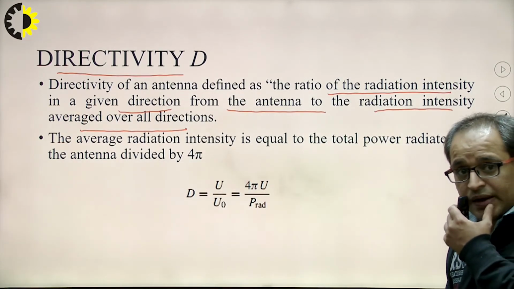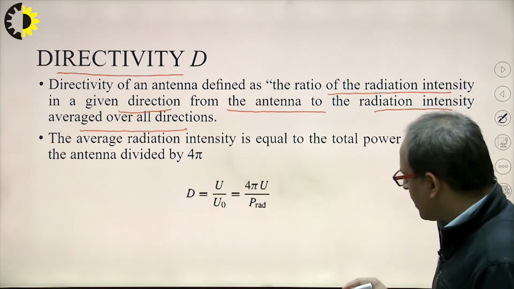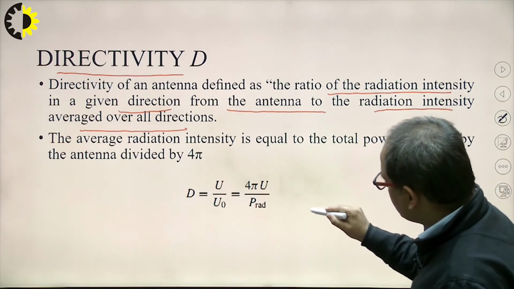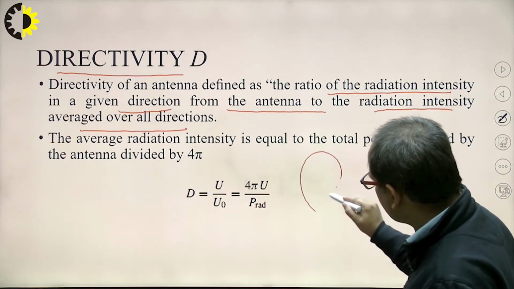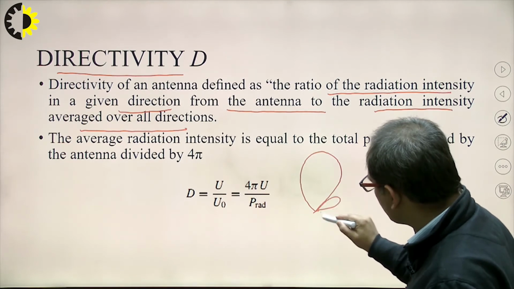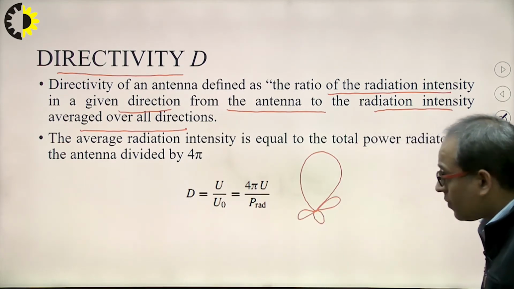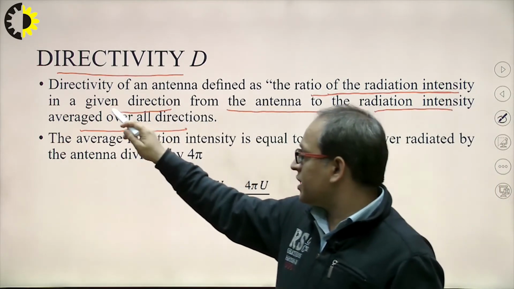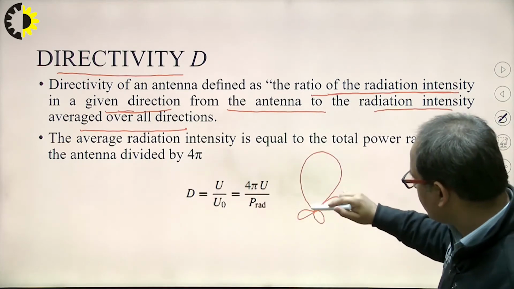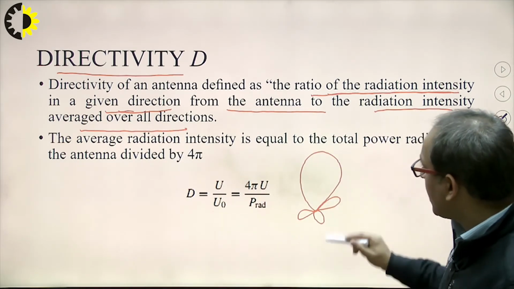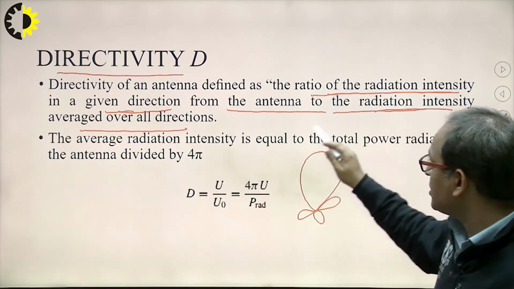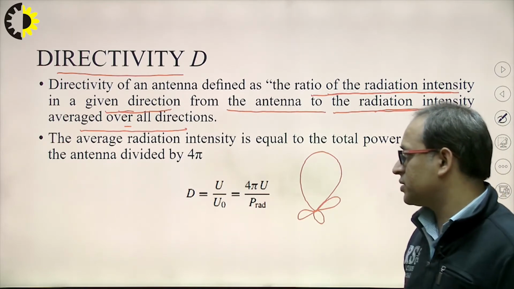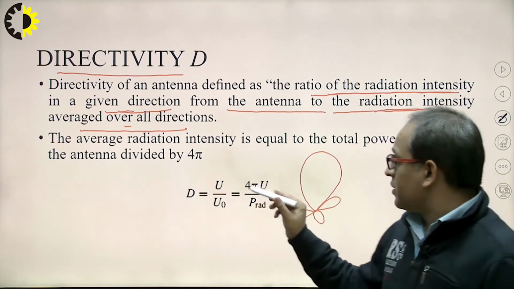What does it mean? Let's say this one is the antenna, placed here, and this antenna has a radiation pattern like this one. Clear? So the directivity is the ratio of what? Radiation intensity in a given, particular direction, to the radiation intensity averaged over all directions. That is equal to D equals to what?